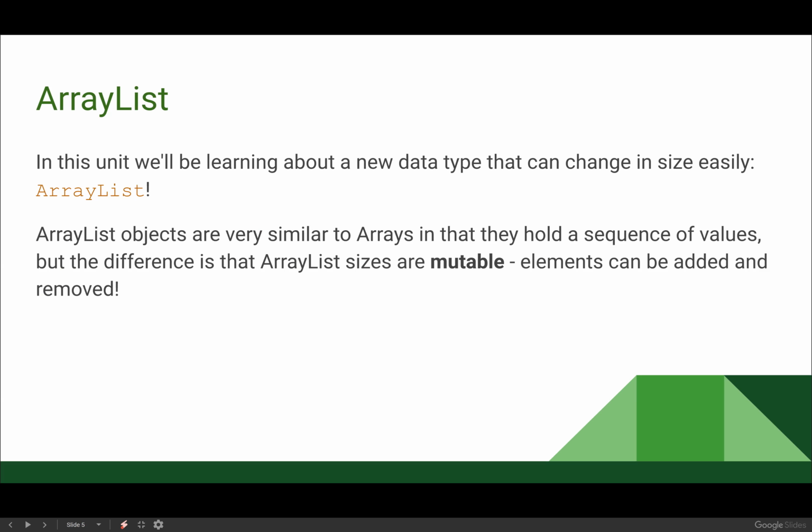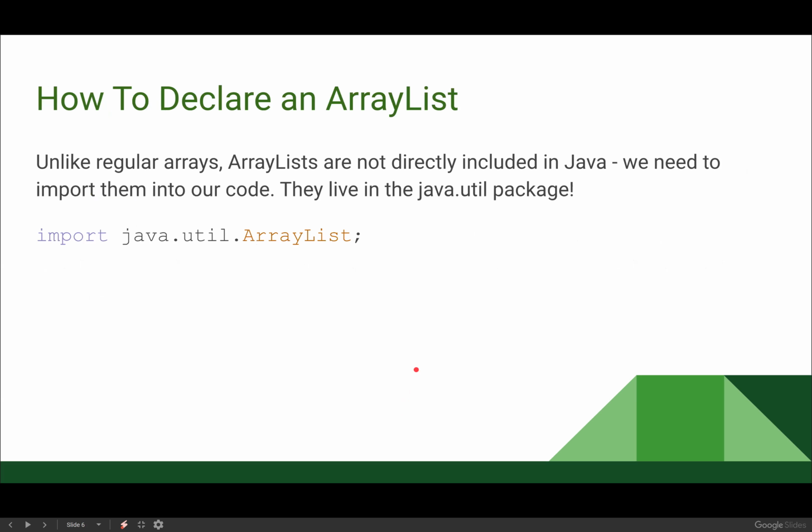So they're very similar because they hold sequences of values. All of them have to be the same type. But array lists, like I said, their sizes are mutable. You can add elements, you can remove elements from your array list. Unlike regular arrays, array lists are not directly included in Java. We need to import them from the java.util package. So we're going to import java.util.ArrayList, and that will give us access to that class, to that type of object. So we're importing our array list.